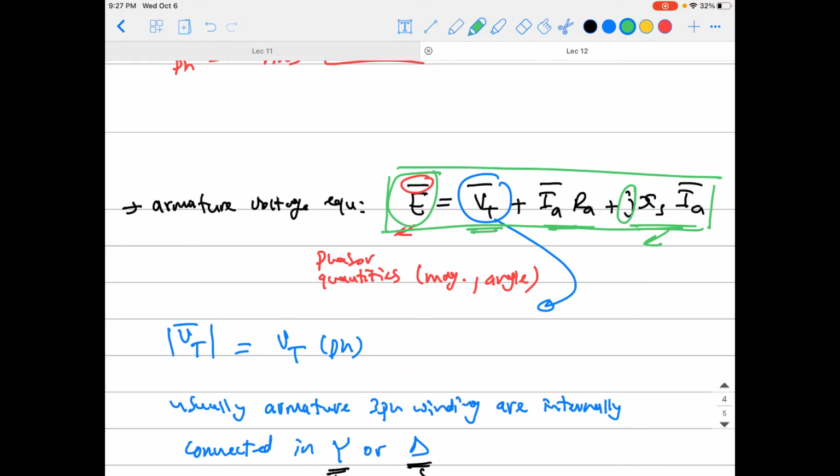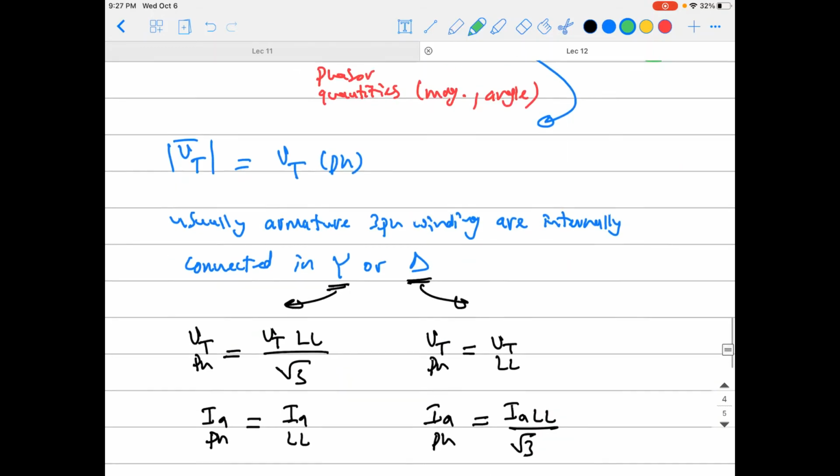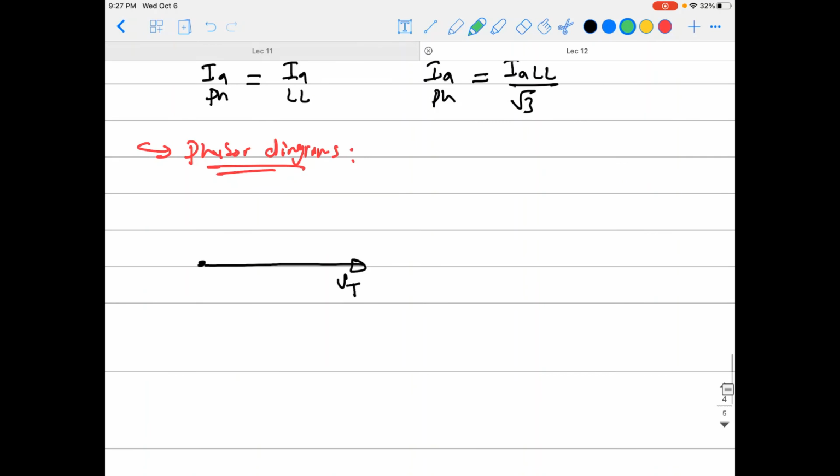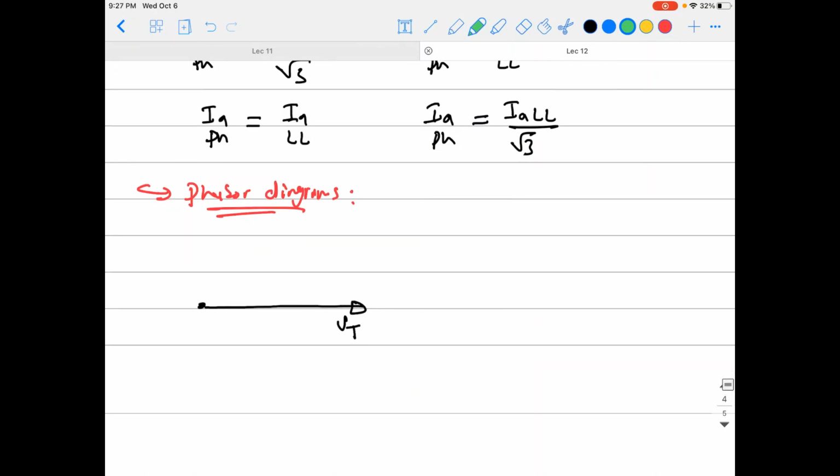So that's how we will do this, but because you will have all those phasors, each one has a magnitude and angle, so we add them graphically using the phasor diagram. Okay guys, so the terminal voltage V, and you add it to IARA. So firstly, let's plot IA.